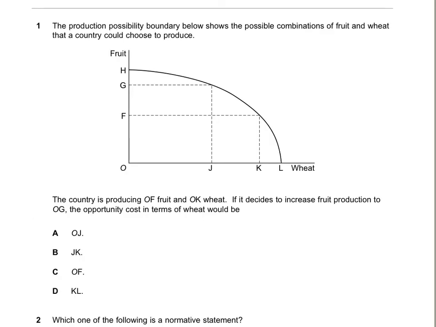Question 1 starts with a nice, fairly straightforward production possibility question. We're given a starting point to work from, so the country is currently producing at this point here, and if it decides to increase fruit production, we're going to move along the fruit axis towards this point here. So the question is, what's the opportunity cost? What are we giving up in wheat to get the extra fruit? So here's the reduction. So the opportunity cost must be this level JK.